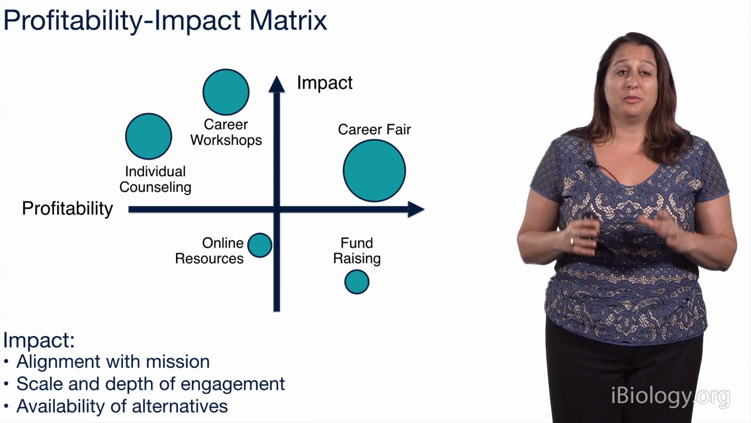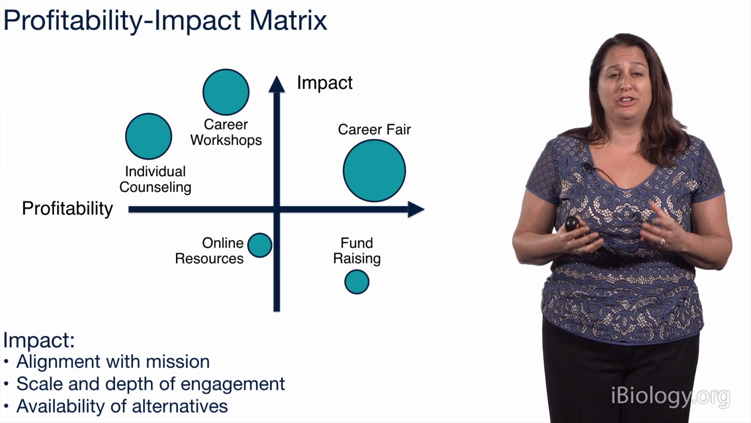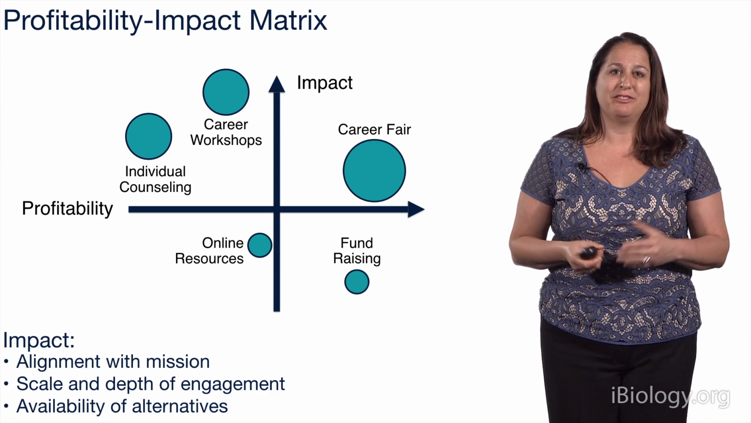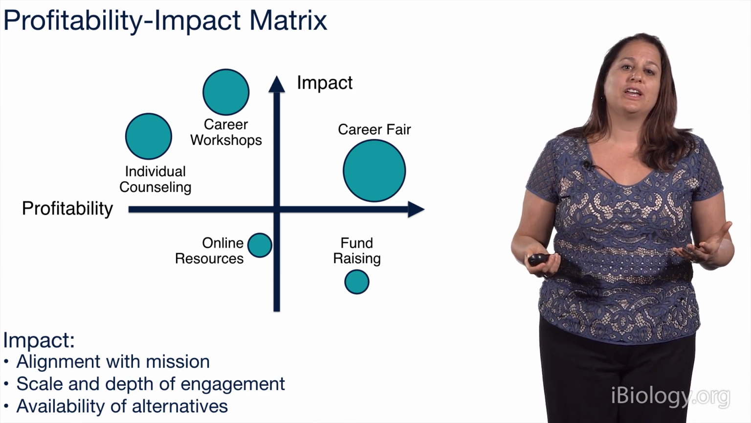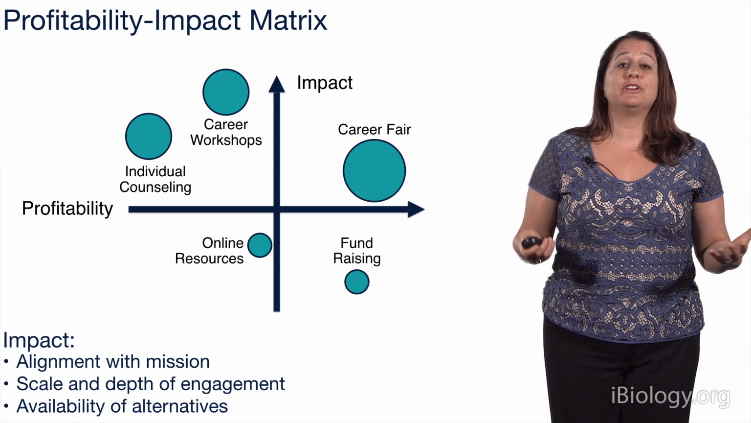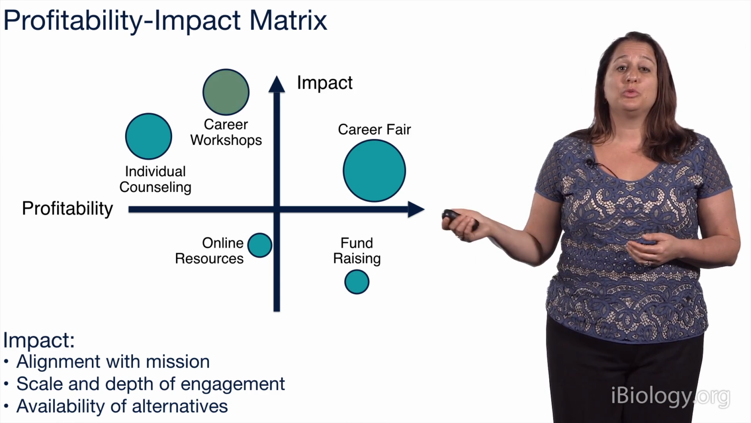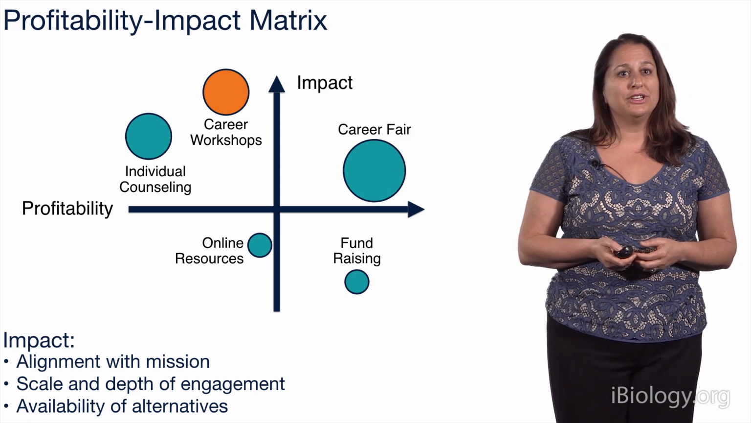When you map the programs onto the two-factor matrix, the size of the bubble in this case reflects the annual budget of the program, which often is far more impactful to the nonprofit than the profitability of the program. So for example, if I'm looking at this now as a nonprofit and I'm trying to figure out my relative strategies, this career workshop program here is really nice. I like it.